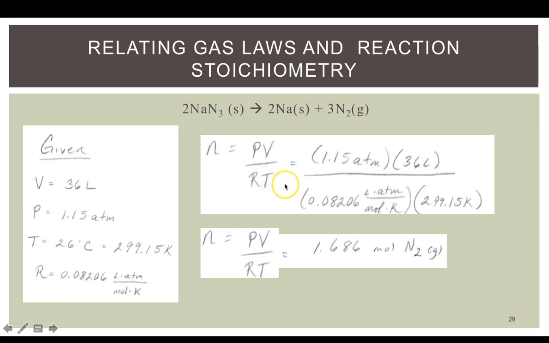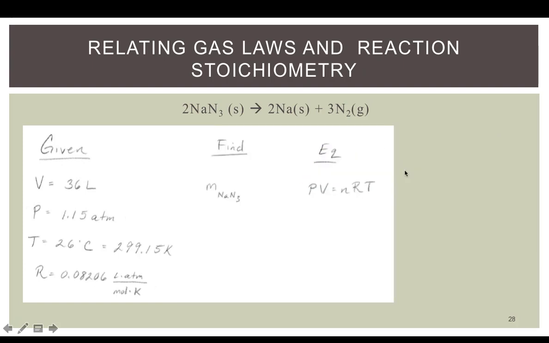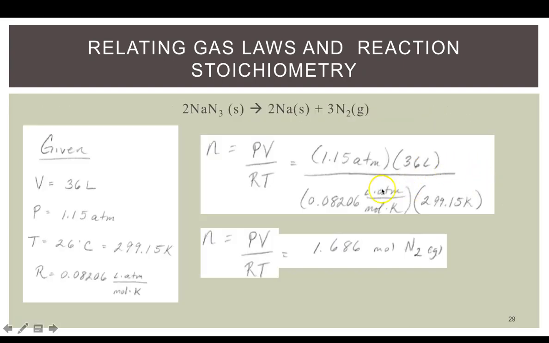So let's plug in our numbers. The pressure of the nitrogen gas was 1.15 atmospheres. It filled a volume of 36 liters. I just wanted to make sure. It seems pretty big, but it actually makes sense. We have our R, and then we have our K. We plug in the numbers. PV over RT equals n, and we should come out with 1.686 moles of nitrogen gas.